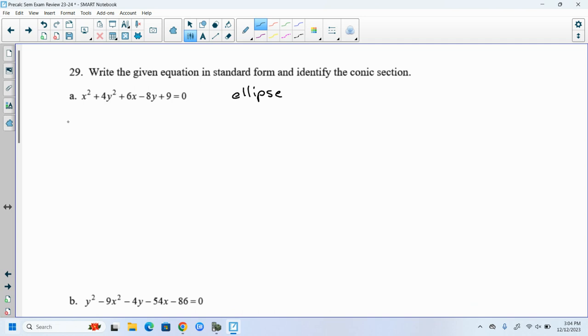Now I need to group the x's together. Group the y's together. Move the constant to the other side. Now I need to complete the square on both of these. There is no number in front of the x squared, so that kind of helps out. And let me just set it up first. I do need to factor out a 4 out of the y squared and out of the 8.